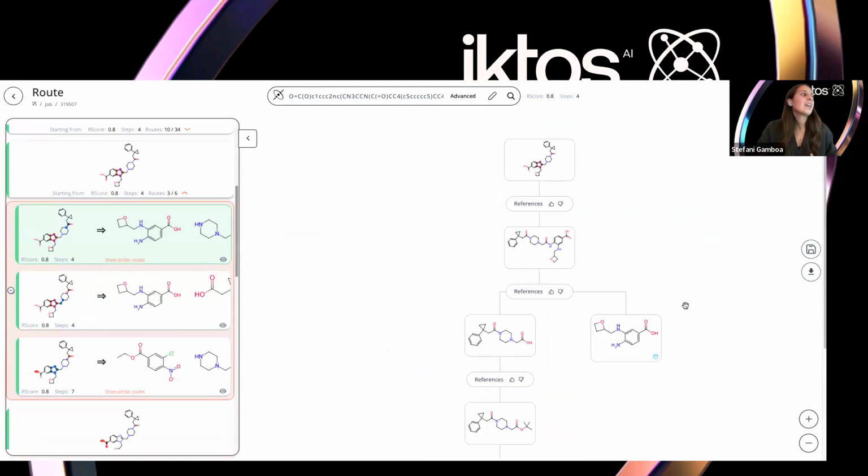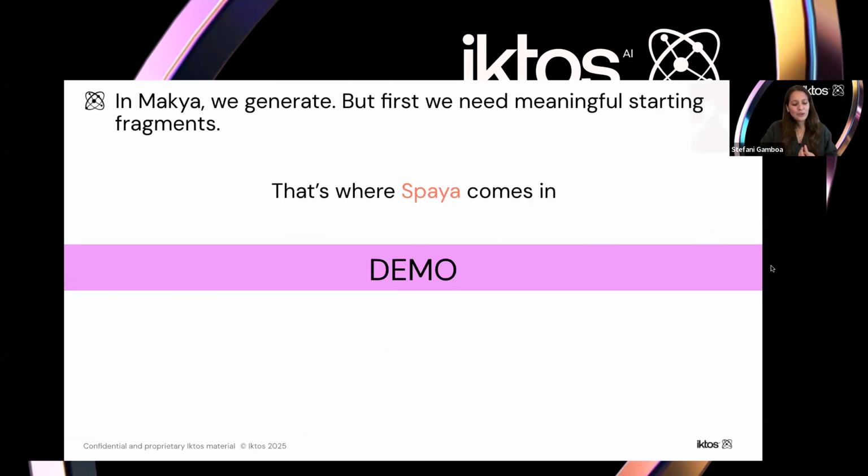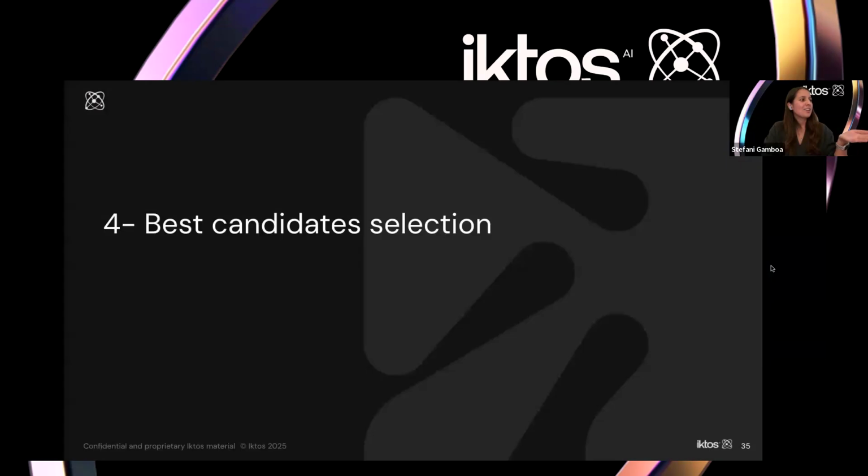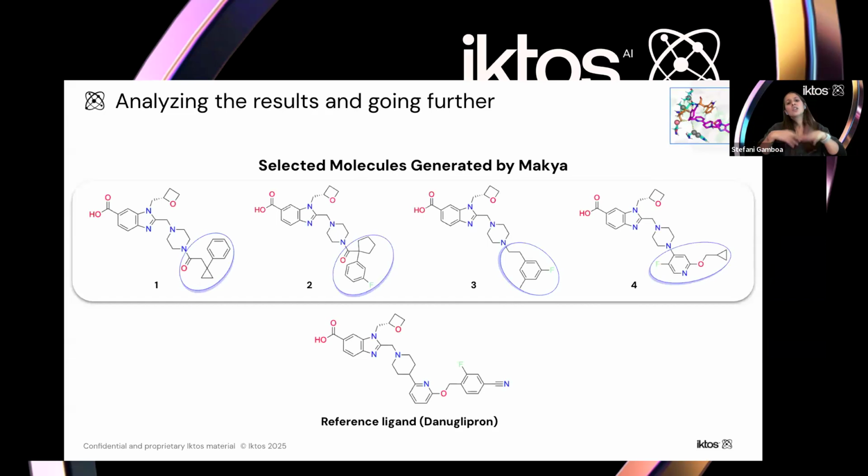Okay, so now that we went through all of this generation and all the steps that you can follow in order to get your molecule, I'm going to show you now the molecules and analyze the results in order to find the promising candidates, and the way that we work internally here at Iktos with our platform. So here you will see the selected molecules generated by Makya compared to the reference ligand.